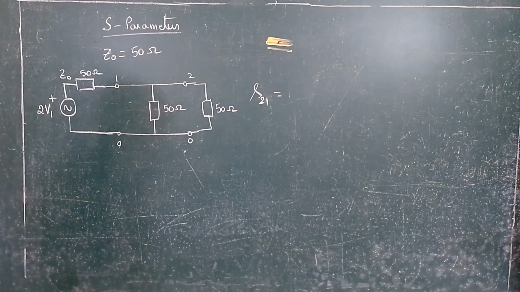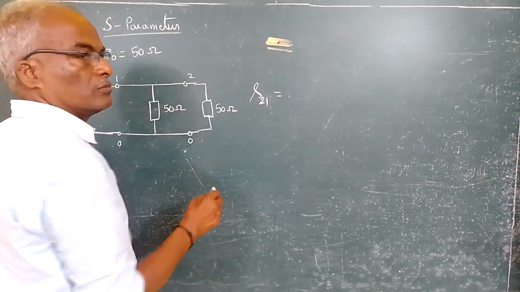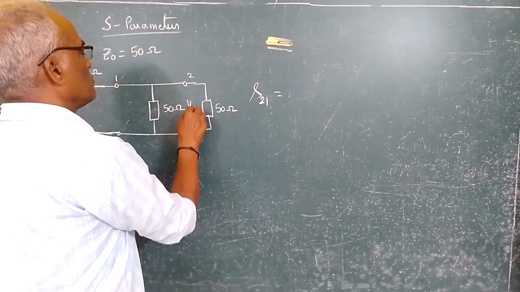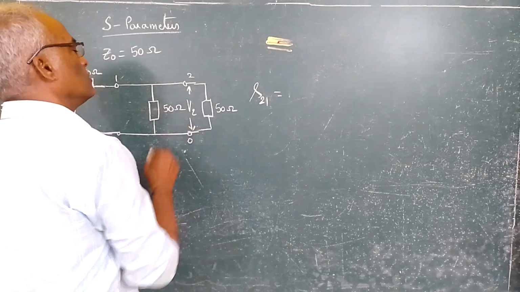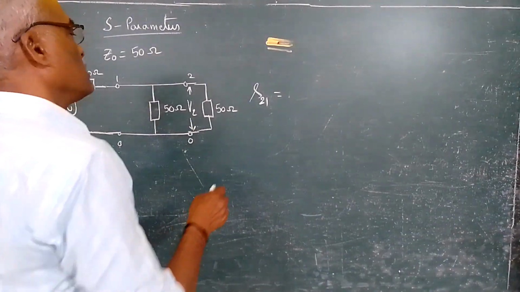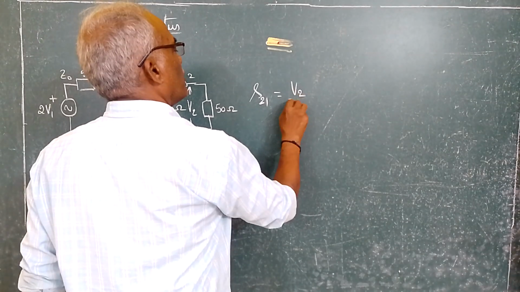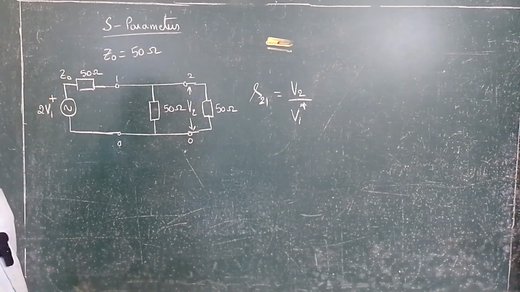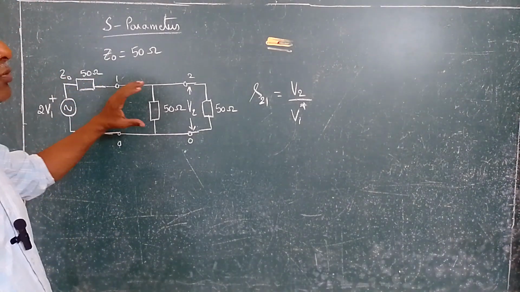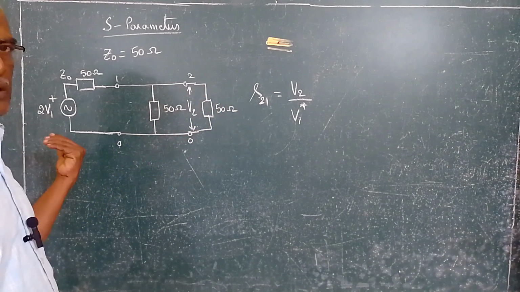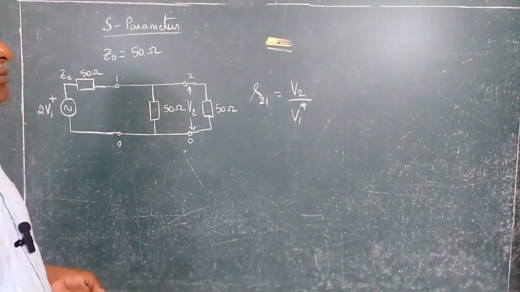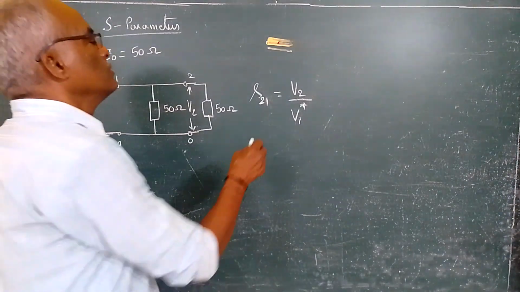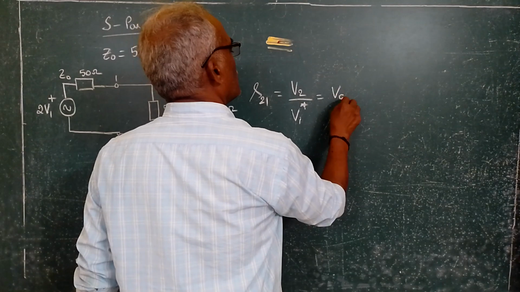If I say S21, this is the output. We are measuring the output at port 2 and the input is given at port 1. So this will be V2 or Vout. We can write it as V2 by V1 plus. This plus is nothing but the forward wave that is entering the port. Minus means it is reflected from the particular port terminal. That's the meaning. So V2 by V1 plus. Now this V2 is nothing but Vout by V1 plus.